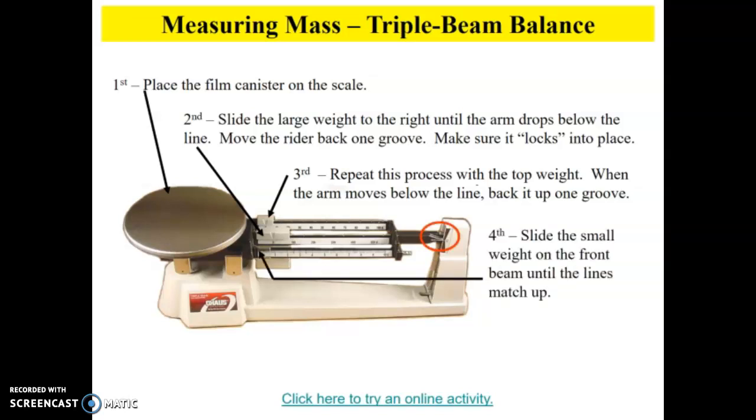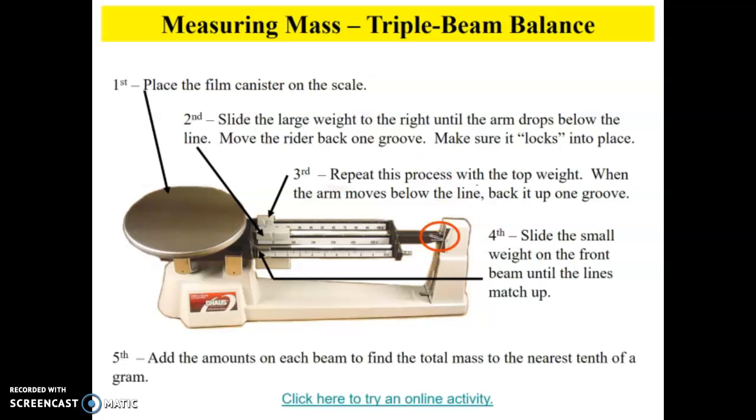And then you'll end with the smallest one. Now if you look all the way to the right, your arm will be swinging. You want that line to line up with the center. When it's perfectly balanced, when it's not resting on the top or the bottom, that's your weight. And to finalize it, what you just did, you add up all the amounts: the biggest one, the second biggest one, and the smallest, to get the total mass of your object.